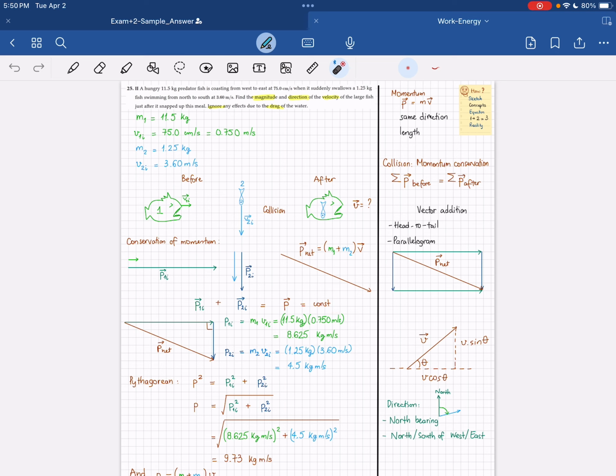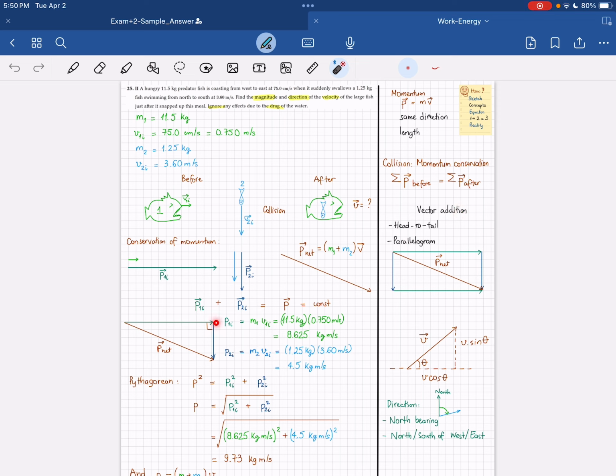We need to show that we are applying the conservation of momentum. We got the total momentum equals the net momentum, which is a constant. That's why before and after they are the same. So here, when we apply the head to tail method or the parallelogram method for the vector addition, we can find the net momentum this way.